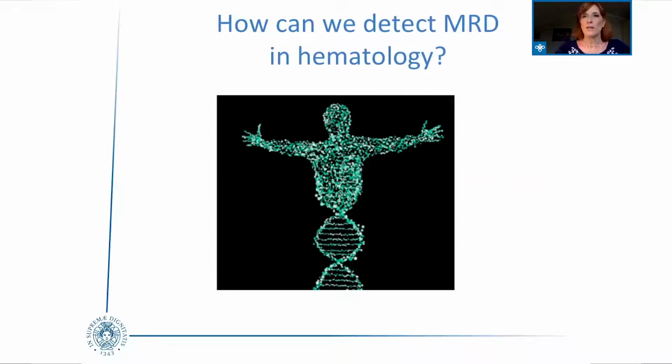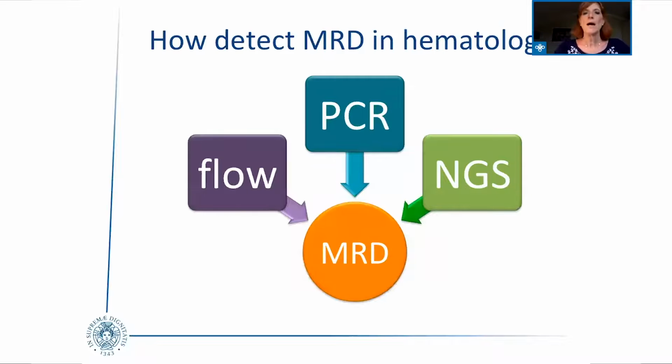So we believe in MRD, but how can we detect MRD in hematology today? I think that we have in front of us three different scenarios: flow cytometry, PCR, and NGS.